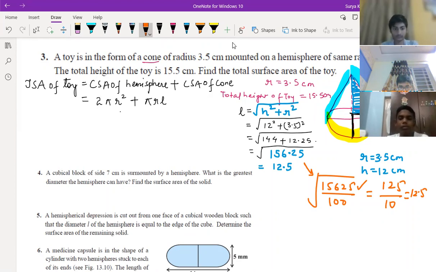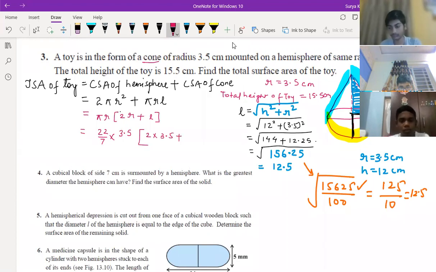Okay. So here L we got as 12.5. Now put the value over here. What is common in this? 2 pi is common over here. In bracket we can write 2r square plus r also is common over here. Pi r is common. You can write here pi r into 2r plus L. So pi is 22 by 7, radius is 3.5, bracket 2 into 3.5 plus length, that is 12.5.